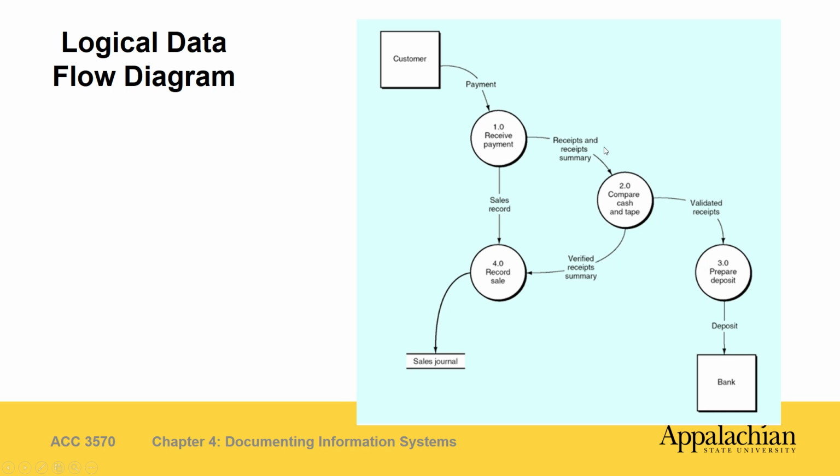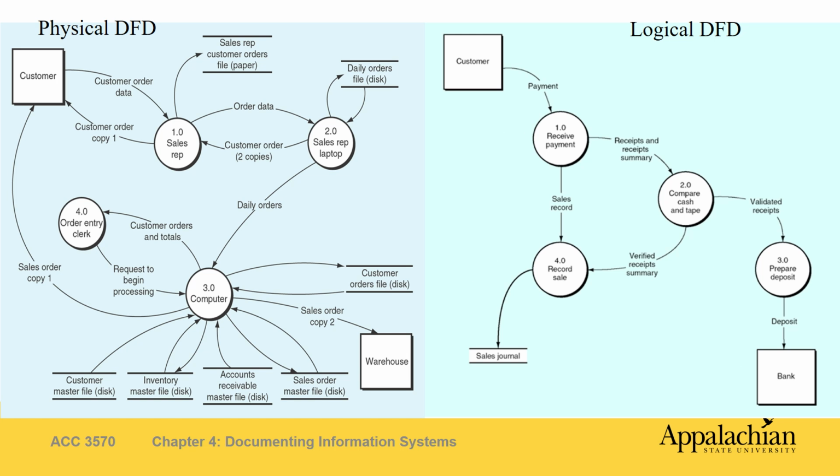You've got receipts summary, you've got the clerk who compares cash and tape, you've got the sale recorded in the system, that sale goes to the data store, which is the sales journal, then you've got the validated receipts, prepare the deposit, and then the deposit goes to the bank. So you notice all of these are verbs that are going on within the logical data flow diagram, showing the logic within the system.